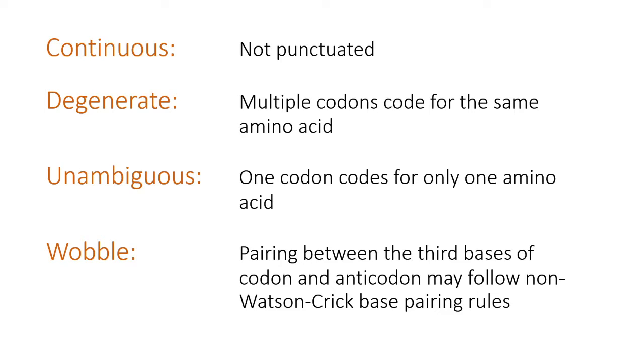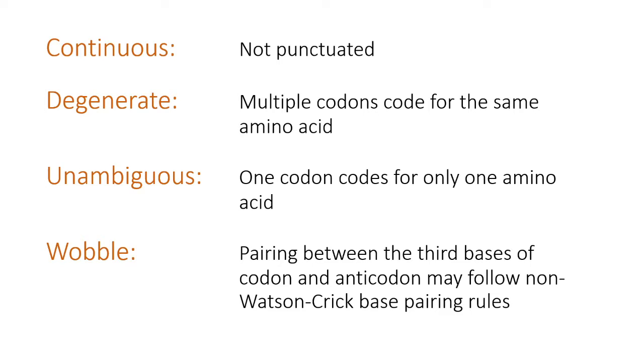Number 5, degenerate. 3 codons do not code for any amino acid, and these are known as terminator or nonsense codons. They specify where protein synthesis stops. The remaining 61 codons code for 20 amino acids. So obviously, multiple codons must code for the same amino acid. That is, the genetic code is degenerate.